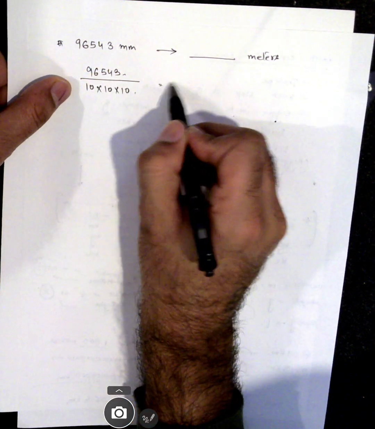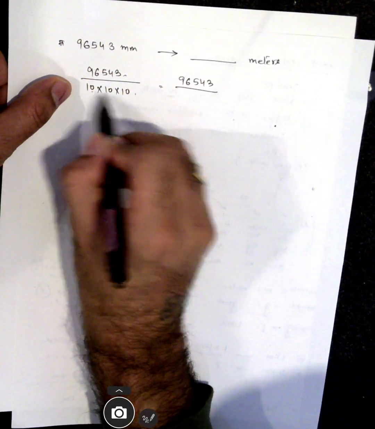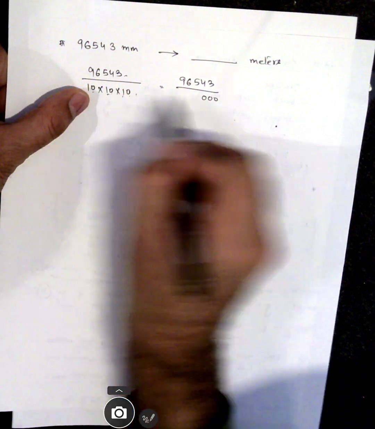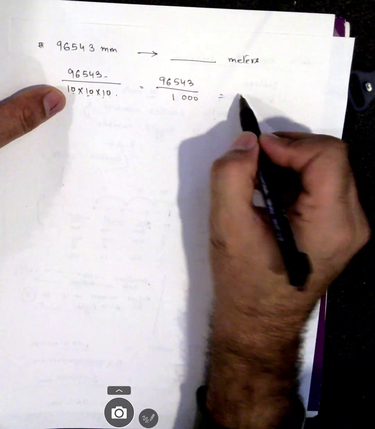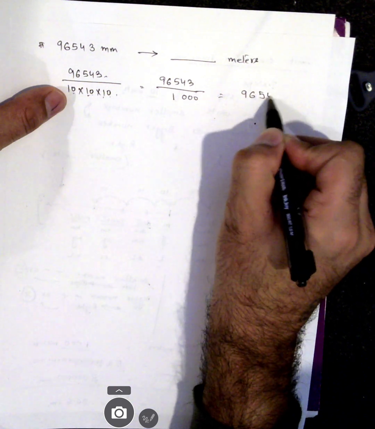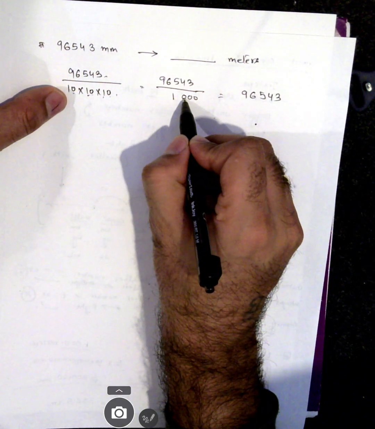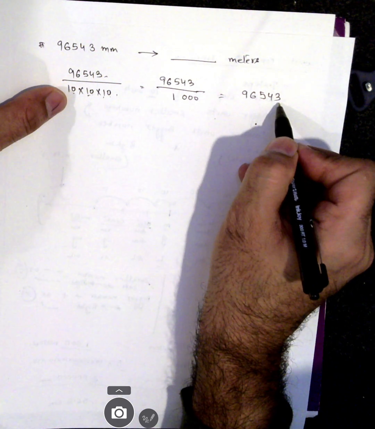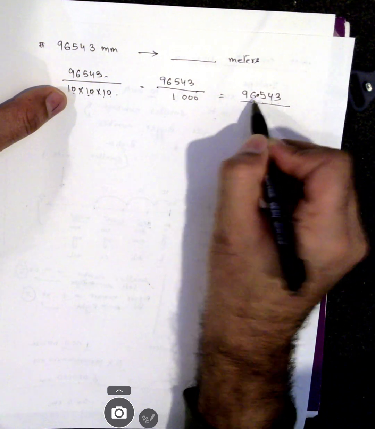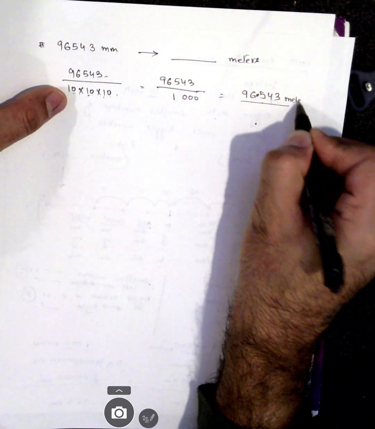Again, if I simplify my denominator, 3 zeros as it is, 1 times 1 is 1, 1 times 1 is 1. And now simplifying this back to the decimal form, I'm going to count my zeros. I have 3 zeros, so I have to count 3 digits from the right hand side and then place my decimal. So the answer is going to be 96.543 meters.